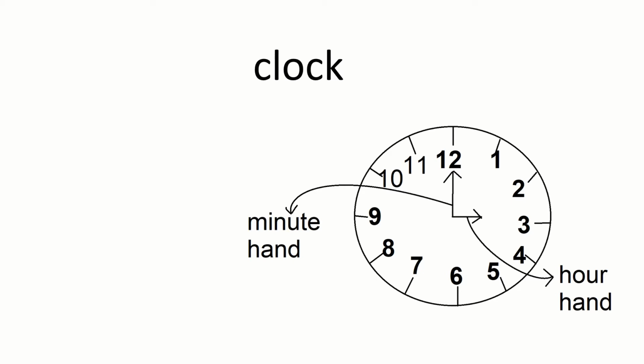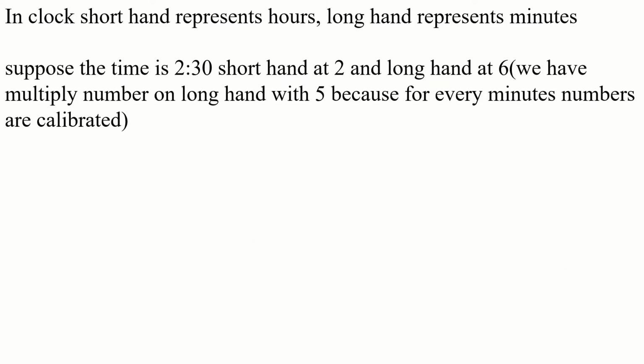The minutes can be represented by the long hand. Suppose the long hand is on the 1, it represents 5 minutes. Long hand on the 2 represents 10 minutes. Long hand on the 3 represents 15 minutes. Means the long hand represents a number, and you have to multiply that with 5 to get the minutes. So this is a simple example. In 2:30, the long hand is at 6 and the short hand is between 2 and 3.